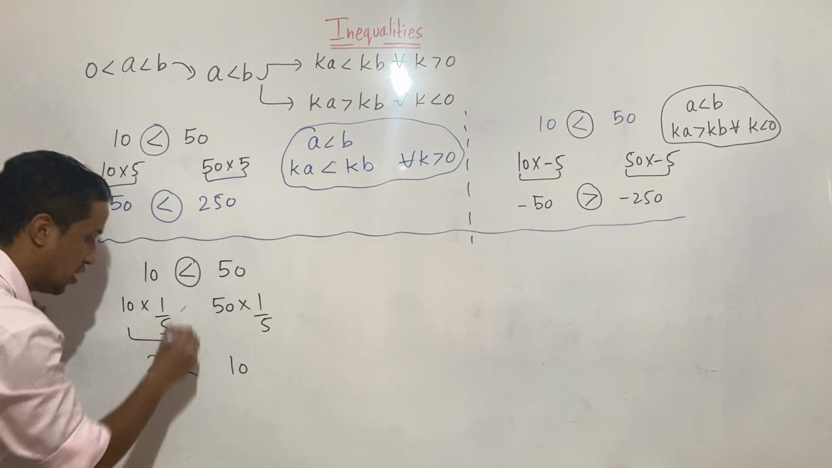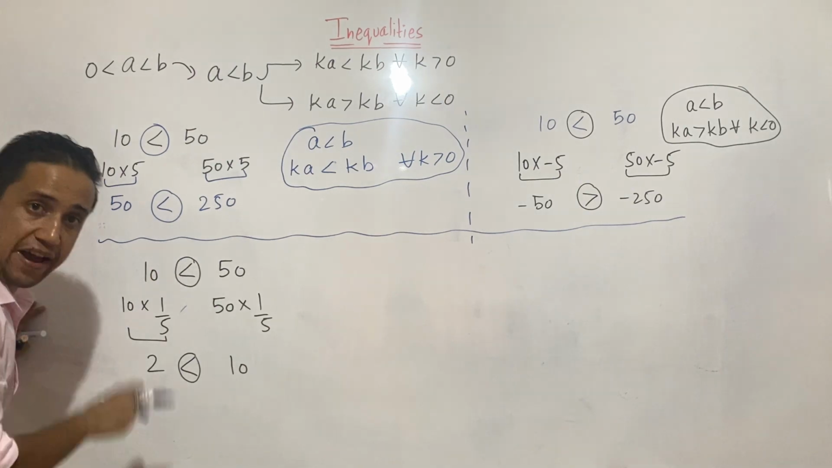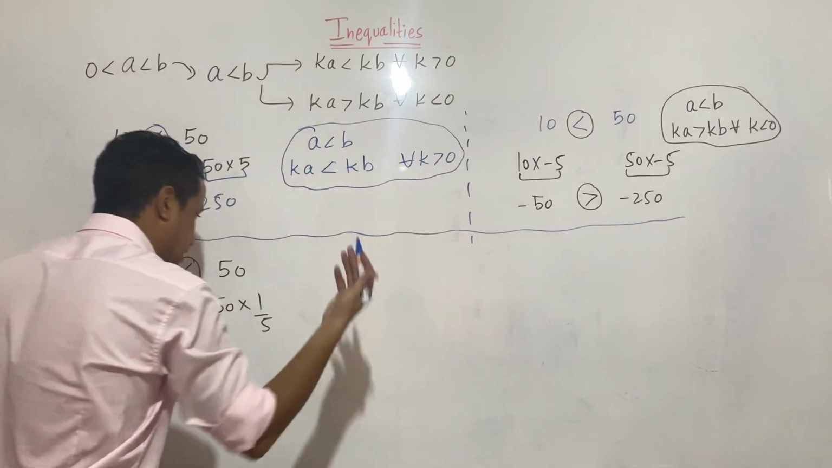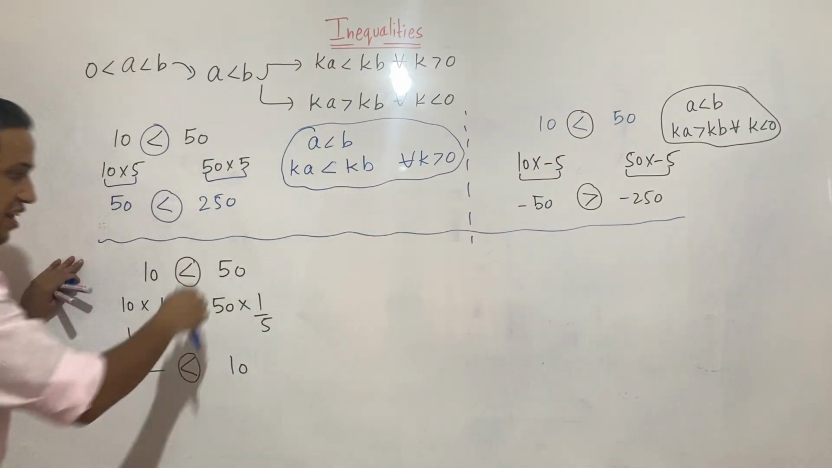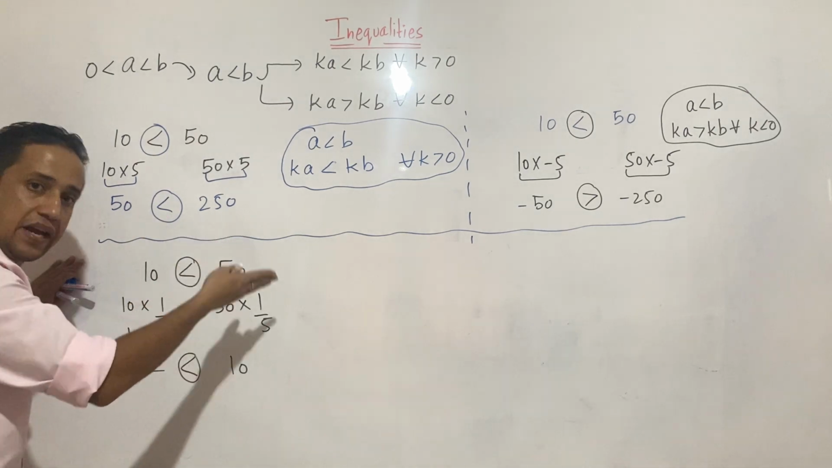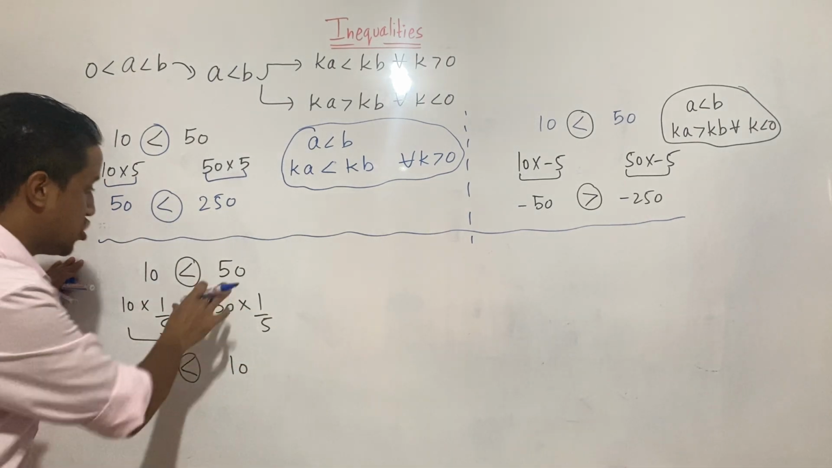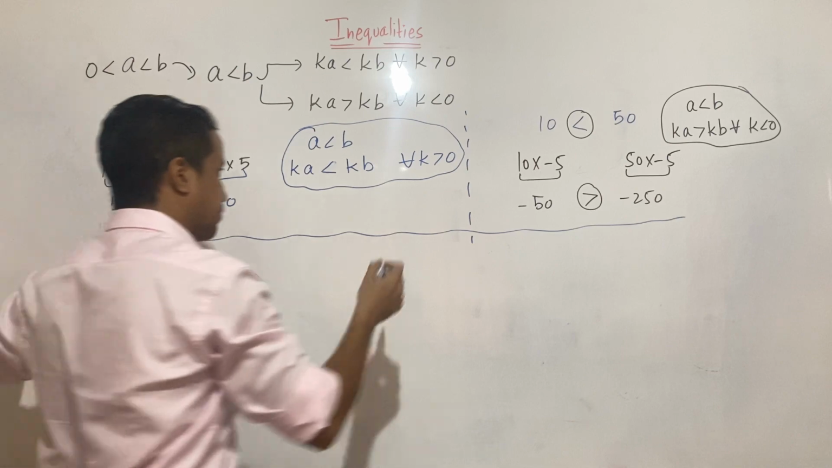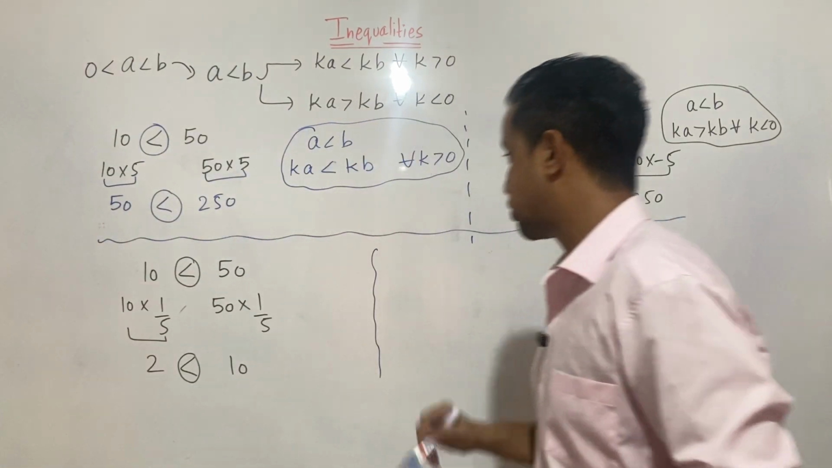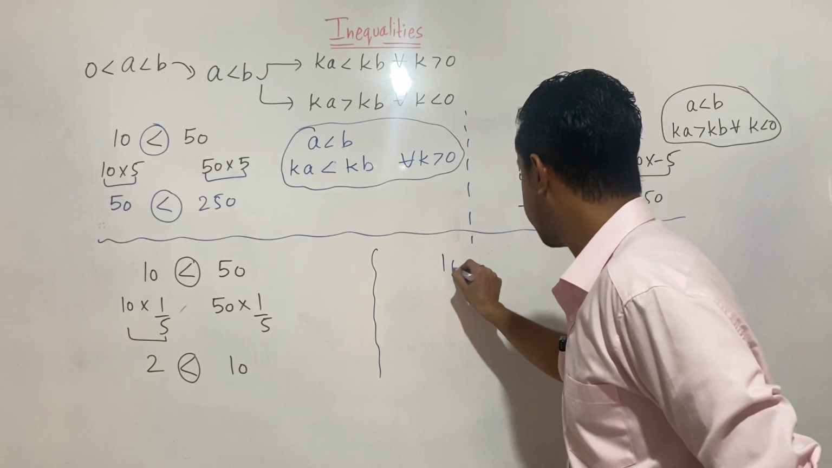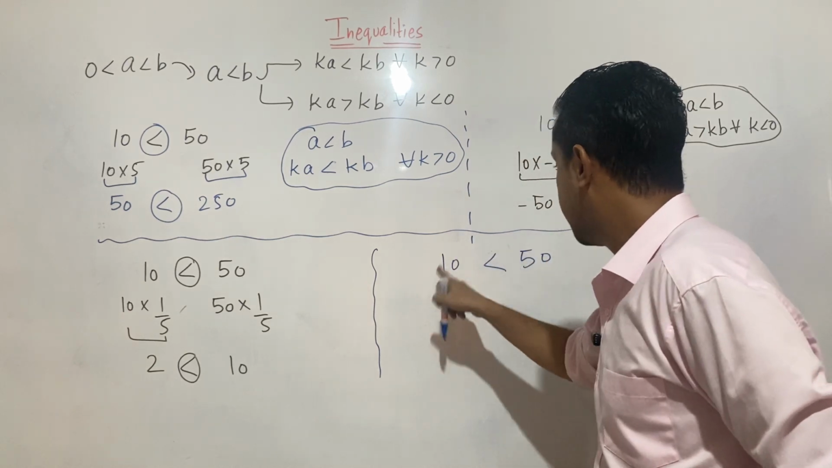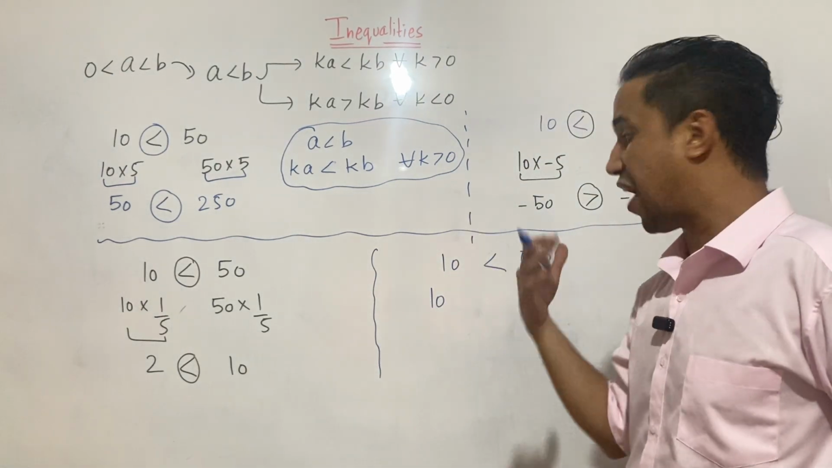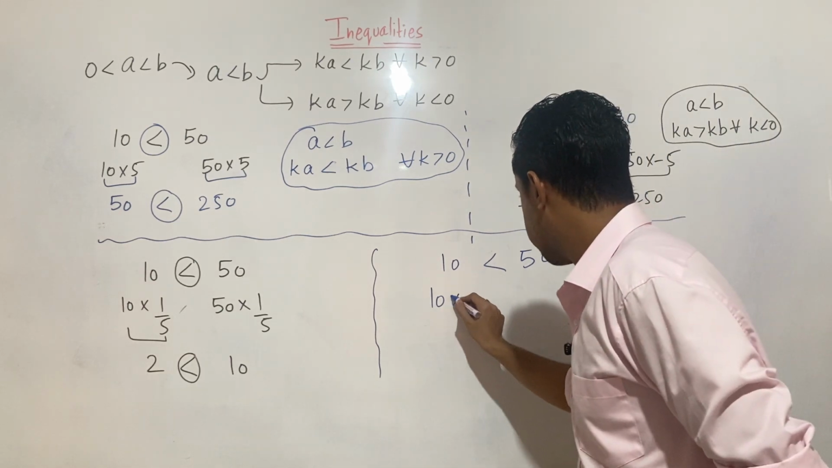Now look at the signs. It didn't affect the sign, which means the meaning is the same. If A is less than B, then Ka is less than Kb, provided that your K must be greater than 0, right? And again, let's take the case of division with a negative number. Again 10 here, 50 here, with less than. This time we are going to divide by minus 1 by 5, or divide by minus 5.